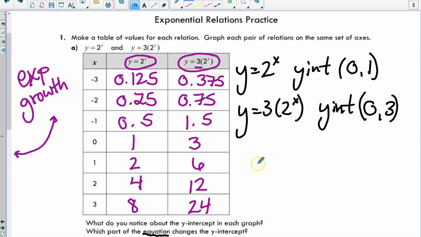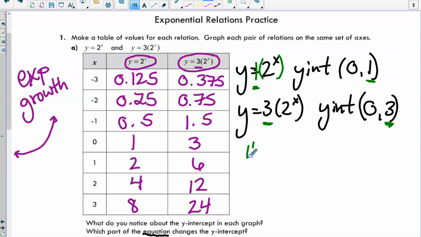Okay, so from the equation, what part of the equation changes the y-intercept? Hopefully we can see that it's the number in front of your base number. So here I've got a 3, which makes my y-intercept 3. And here there is no number in front, but what could I put in front? I could put a 1 in front, right? And that would not change anything, because anything multiplied by 1 is itself. So the 1 there is the 1 here. We just don't write leading ones.